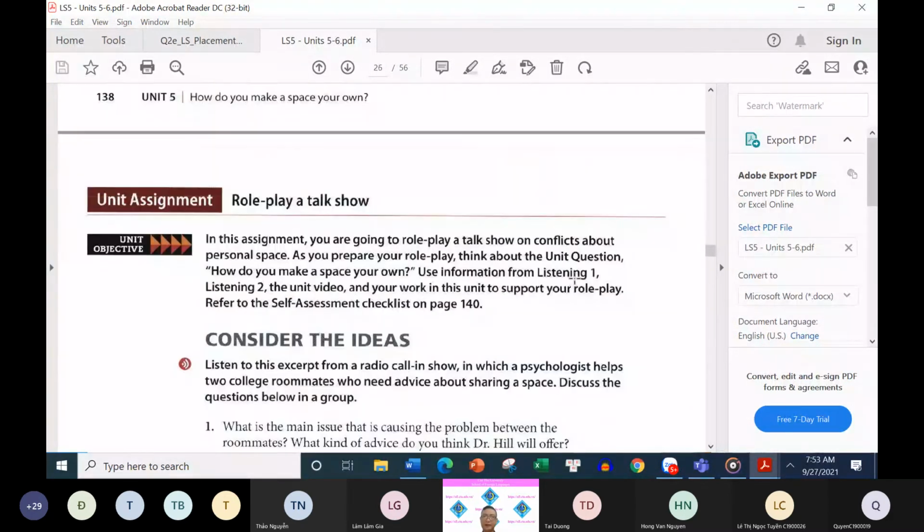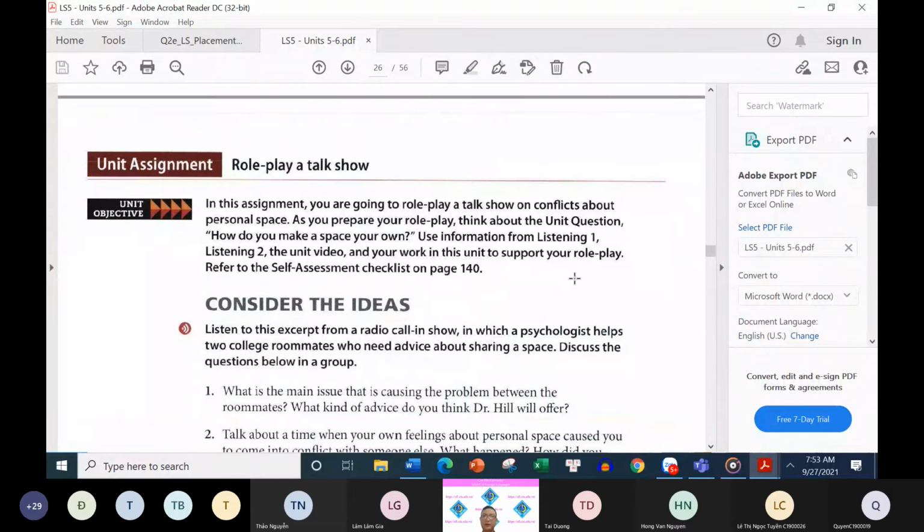So now have a look at the role play talk show. In this assignment, you're going to do a role play as a talk show on conflicts about personal space. As you prepare your role play, think about the unit question: how do you make a space your own? Use information from listening 1 and 2 and the unit video and your work in this unit to support your role play. So for this unit, you need to do a role play.